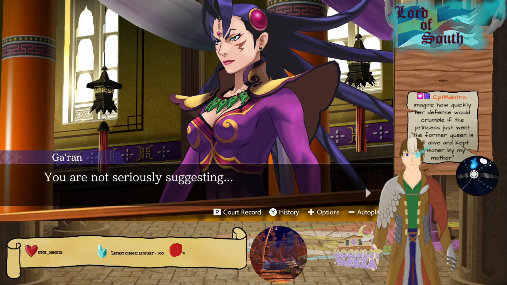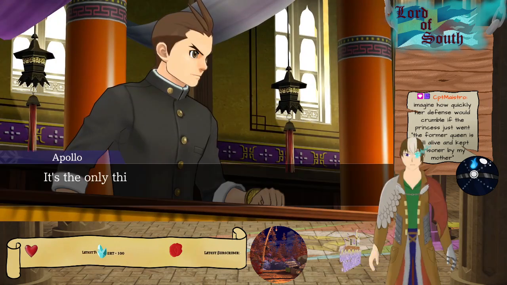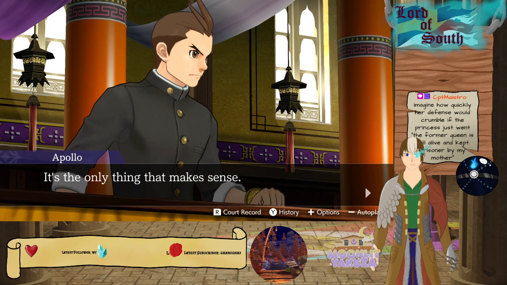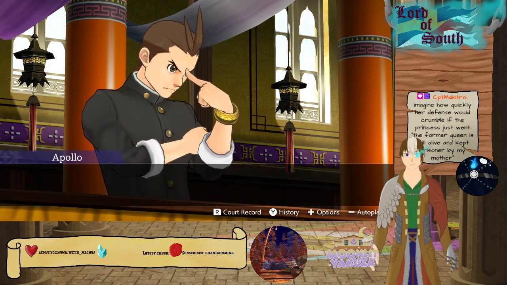You are not seriously suggesting. Imagine how quickly her defense would crumble if the princess just went, the former queen is still alive and kept prisoner by my mother. Oh yeah, definitely. That's basically why the queen says it's best for everyone not to mention it. It's the only thing that makes sense.